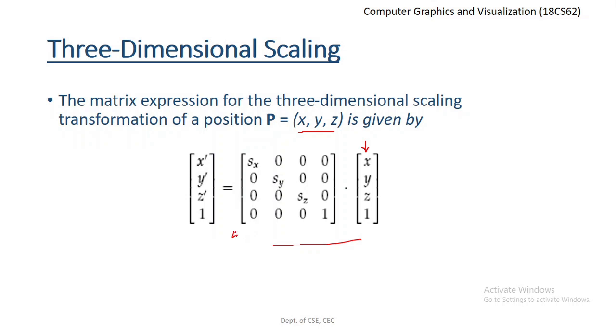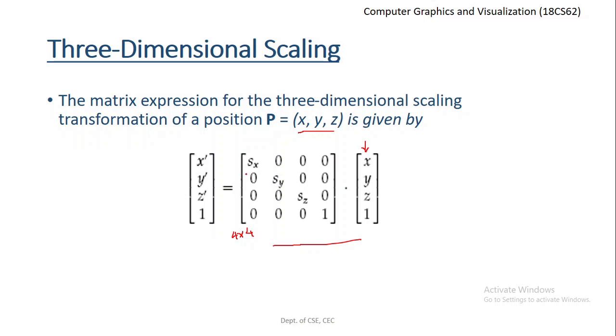So why do we need to use a 4 by 4 matrix? Because we will be using homogeneous representations here. Almost all the transformation matrices that we'll be dealing with will be 4 by 4 matrices. And since it's a homogeneous representation, we add a 1 to this particular row. So the point x, y, z is multiplied with this scaling matrix in order to get a transformed point, where x dash, y dash, and z dash are the scaled coordinates.